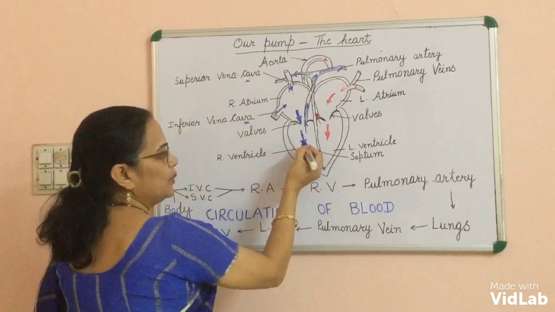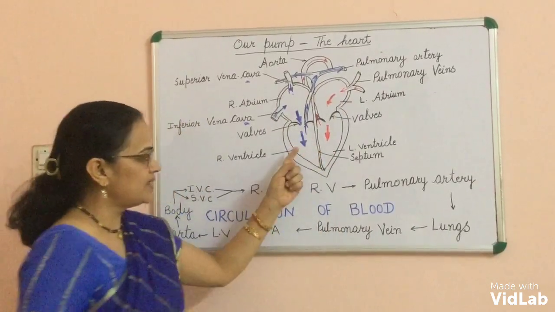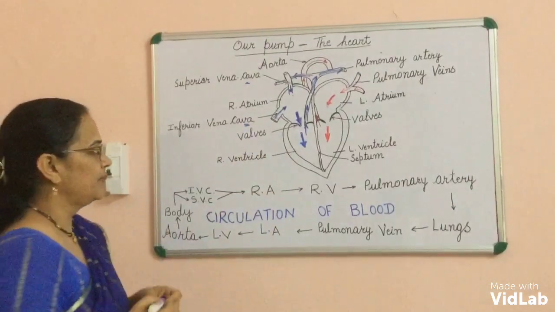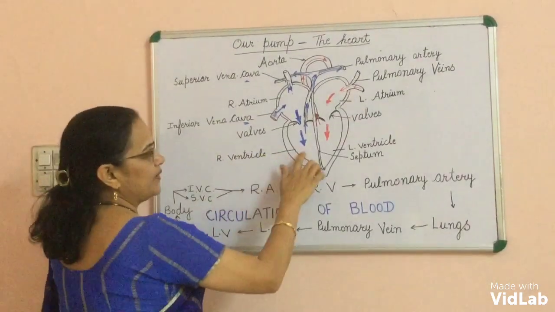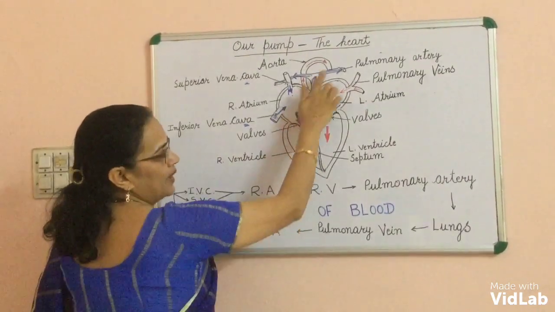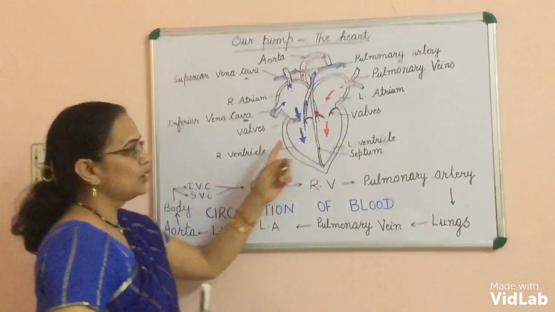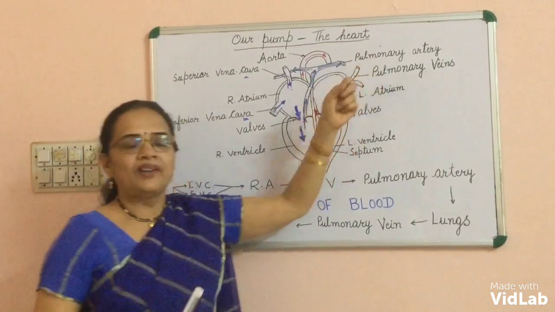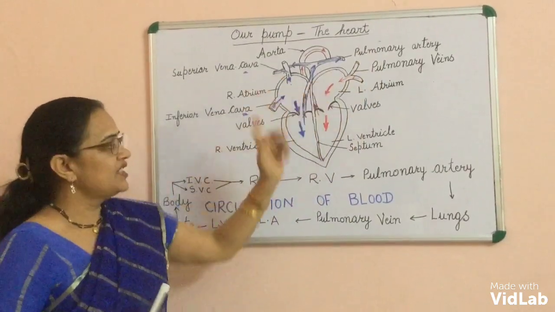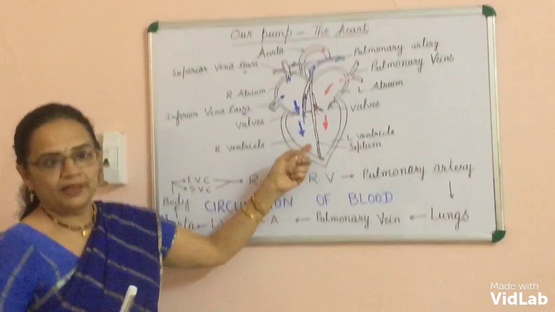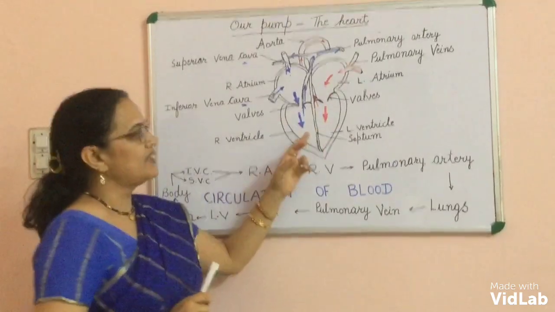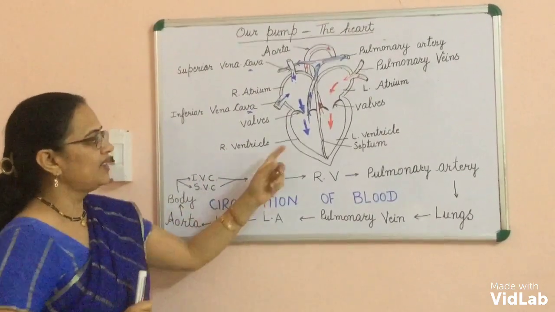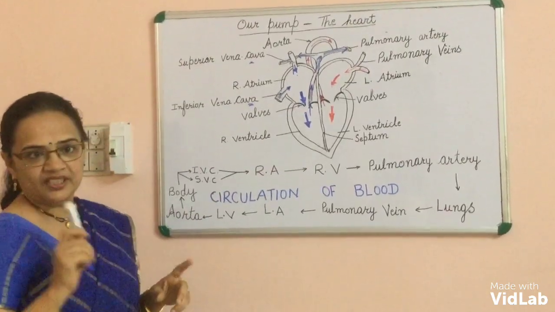The blue color shows the deoxygenated blood and red arrows show oxygenated blood. From the right ventricle, the blood goes to the lungs for oxygen through pulmonary artery. This is the only artery in our body which carries deoxygenated blood. Otherwise, all arteries carry oxygenated blood.